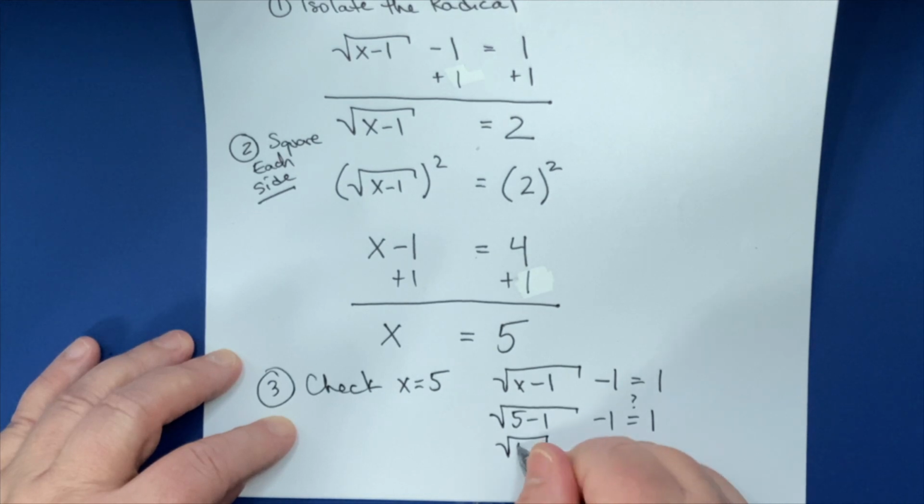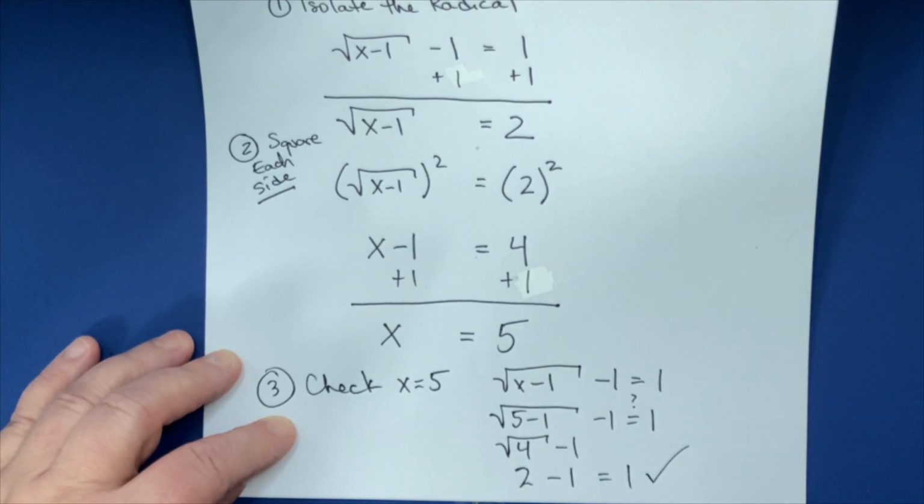So this is radical 4 minus 1. Radical 4 is 2. 2 minus 1 equals 1. Yes, it does. We're good. Yay, we got it right.